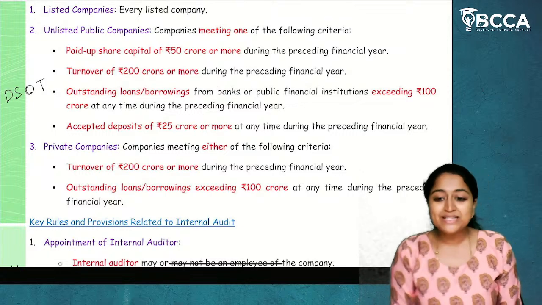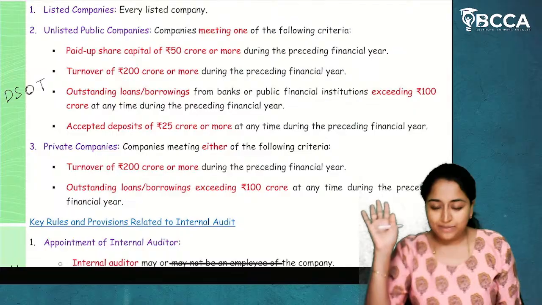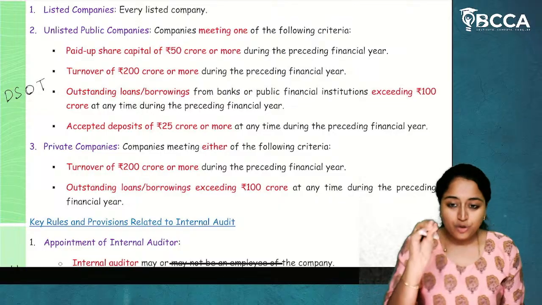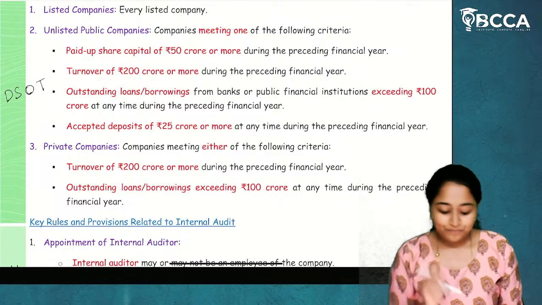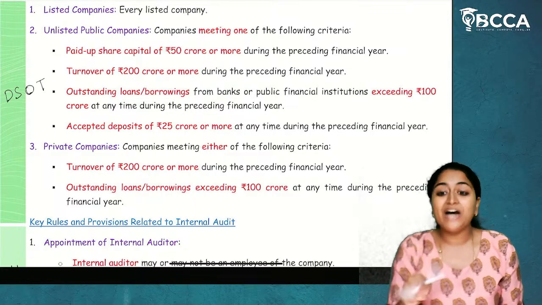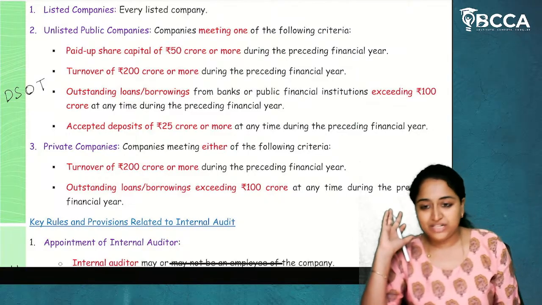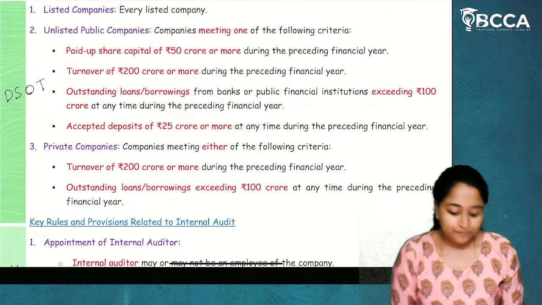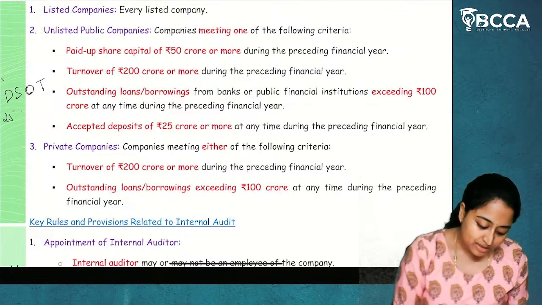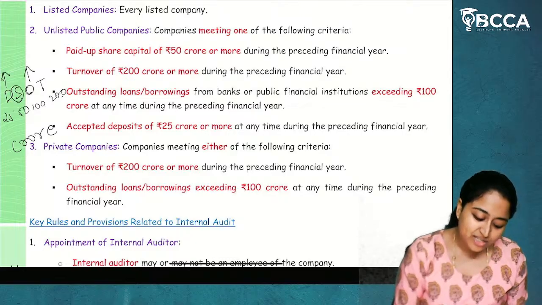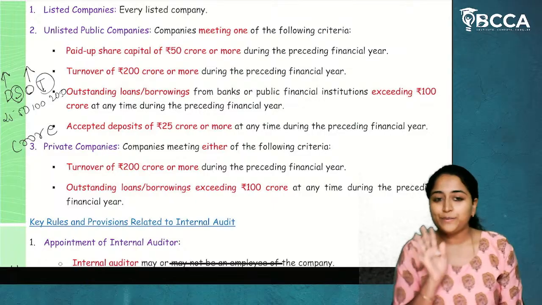Okay. Now what is deposits? 25 crores at any point of time in the preceding financial year. Paid up share capital, 50 crores during the preceding financial year. Outstanding loans and borrowings from banks or public financial institutions of 100 crores or more at any time during the preceding financial year. And turnover of 200 crores or more during the preceding financial year. This is 25, this is 50, this is 100 and this is 200. Everything is in crores. This is at any time, this is at any time. This is preceding financial year, preceding financial year. I hope it is clear.